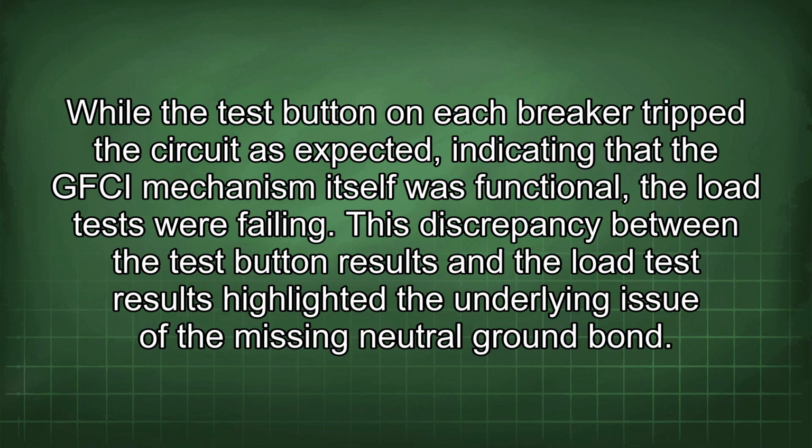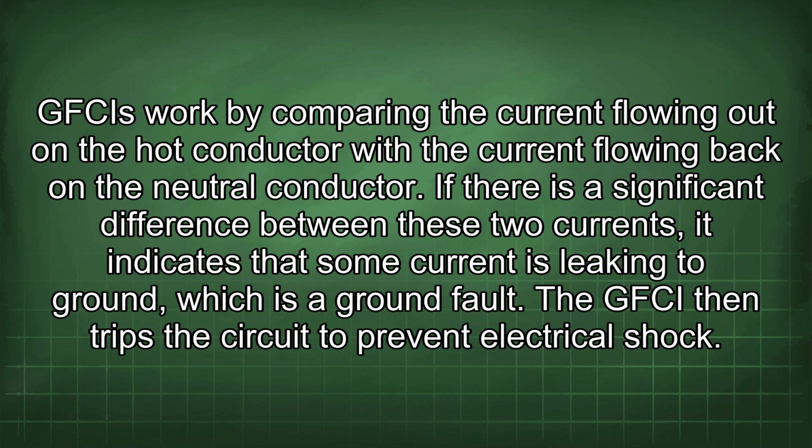GFCIs work by comparing the current flowing out on the hot conductor with the current flowing back on the neutral conductor. If there is a significant difference between these two currents, it indicates that some current is leaking to ground, which is a ground fault. The GFCI then trips the circuit to prevent electrical shock.